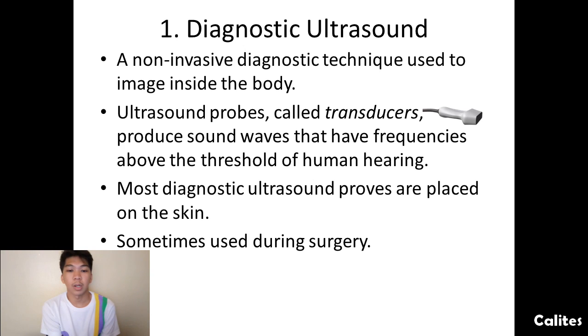Most diagnostic ultrasound probes are placed on the skin. However, to optimize image quality, probes may be placed inside the body by the gastrointestinal tract, vagina, blood vessels, etc. In addition, ultrasound is sometimes used during surgery by placing a sterile probe into the area being operated on.